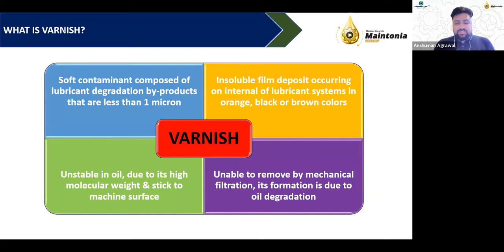The statement that you are unable to remove it by standard mechanical filtration is because it's like a sticky surface which gets formed over the filters, over the mesh, over all these micron media, and thereby probably your filters will get choked up very fast.